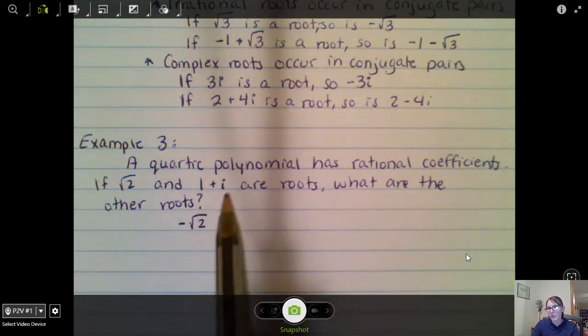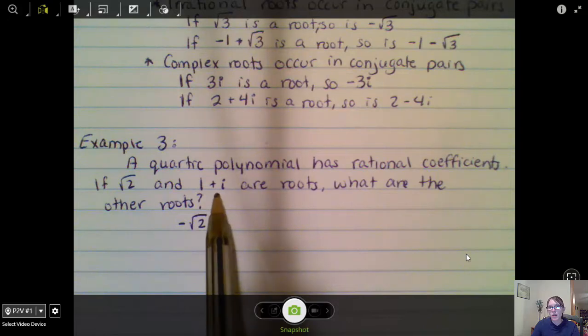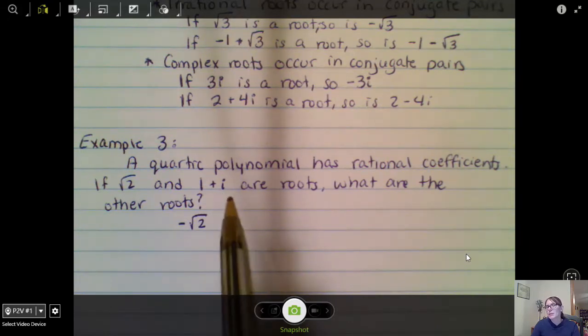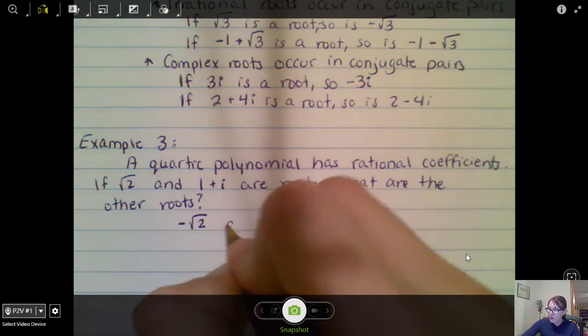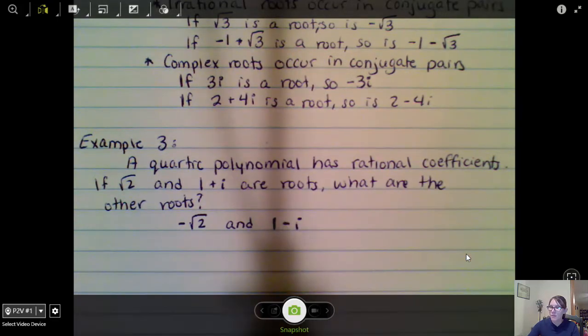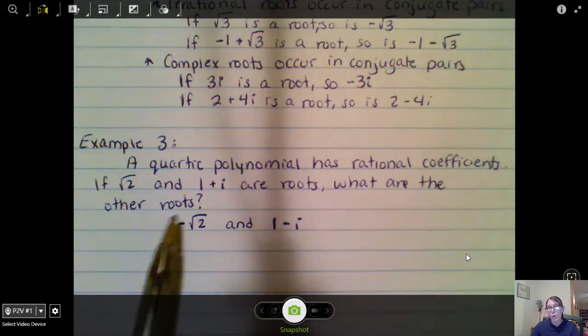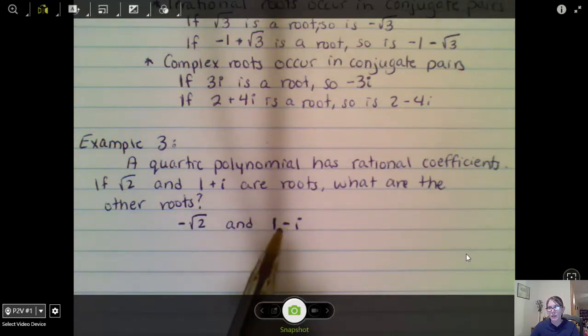Same idea here. Okay, 1 plus i, that's a complex number, that's a complex root. So the conjugate root theorem says its conjugate, same thing but opposite sign in the middle, is also a root, which means 1 minus i is another root. Now double check, make sure you're being careful here. We don't change the sign of the real part of our complex number. We only change the sign in the middle. So it's positive 1 minus i.